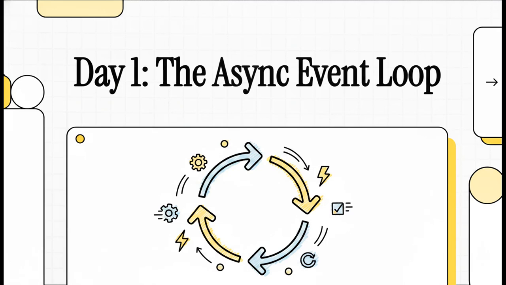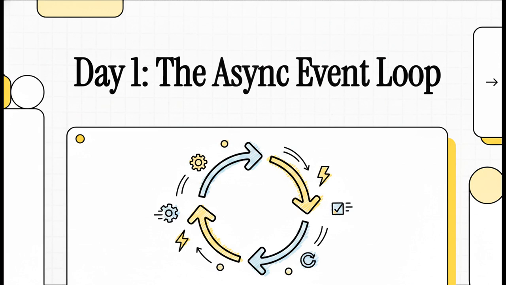If you're aiming to build modern AI backends, or honestly just any high-performance application, you are in exactly the right place. Today, we're unpacking a really high-stakes topic pulled directly from the FastAPI concurrency 7-day production blueprint. We're zeroing right in on day one, the async event loop.